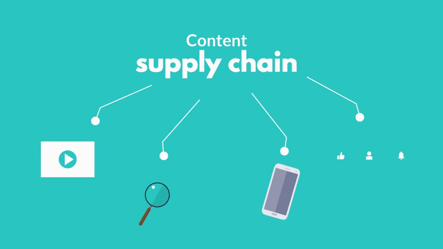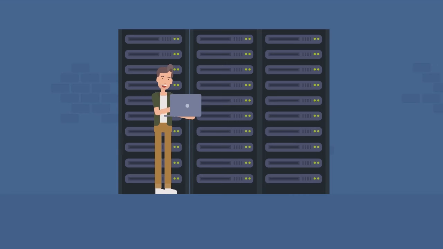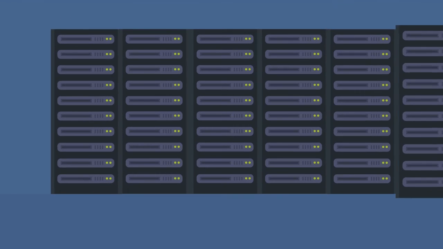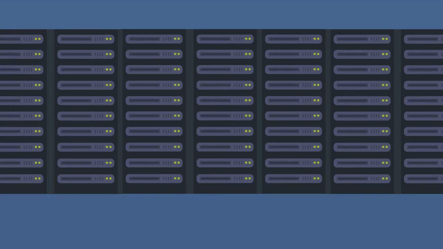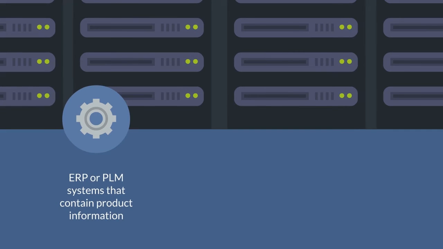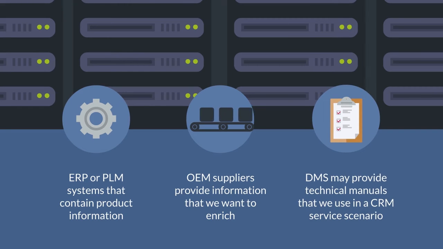A content supply chain needs to be connected to the channels where the content is delivered, but also to back office systems that own some of the raw assets we will be building on. Enterprise back-office systems or supplier sources contain bits and pieces of information we will need in our end channels. Examples include ERP or PLM systems that contain product information. OEM suppliers provide information that we want to enrich. DMS may provide technical manuals that we can use in a CRM service scenario.